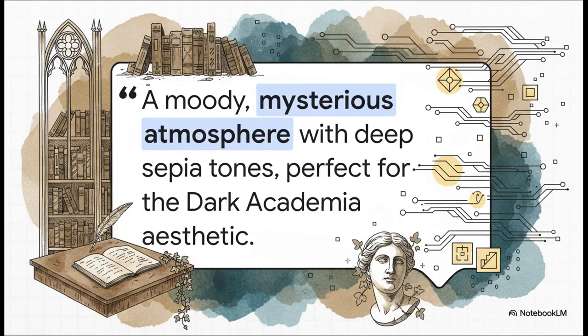And the result you get from a prompt like that? It's exactly what you'd hope for. You get that moody, mysterious vibe. The AI totally gets it, pulling on words like Gothic and ancient to create those deep sepia tones. It absolutely nails the intellectual, slightly melancholic feel of the whole dark academia aesthetic.